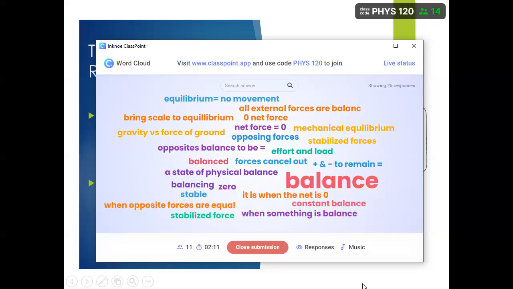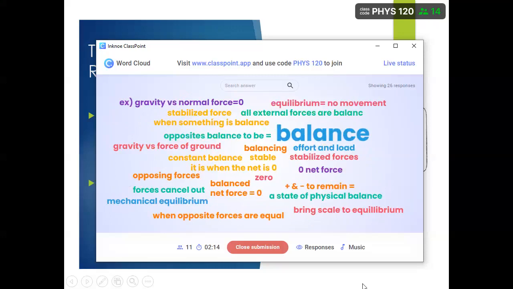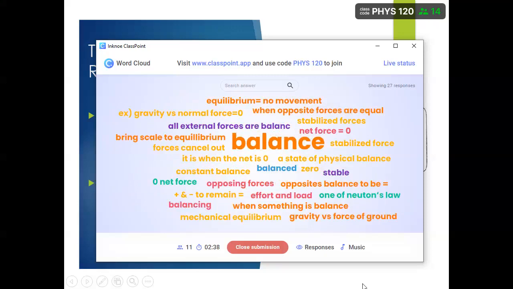Okay, let's see what we have. Equilibrium is equal to no movement. Not always correct. Yes, when there is no movement, we have equilibrium. But sometimes we have movement. You remember Newton's first law? If the object is at rest, it will stay at rest forever. If the object is moving with constant velocity, it keeps moving with constant velocity, when there are no forces. If there are forces, these forces cancel each other. So equilibrium, yes, no movement, but sometimes we have movement if it moves with constant velocity.